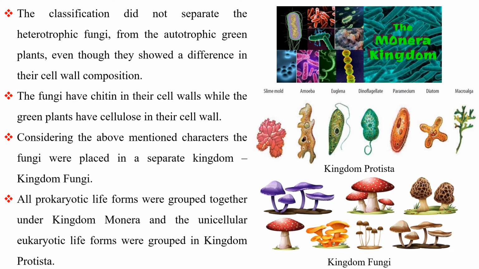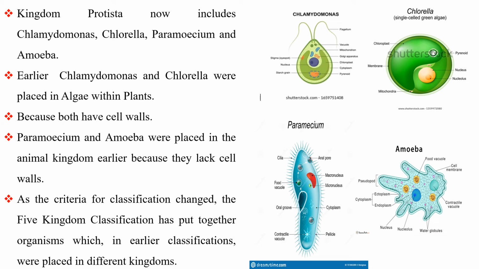All prokaryotic life forms were grouped together under Kingdom Monera, and unicellular eukaryotic life forms were grouped in Kingdom Protista. Kingdom Protista now includes Chlamydomonas, Chlorella, Paramecium, and Amoeba. Earlier, Chlamydomonas and Chlorella were placed in algae within plants because both have cell walls. The Paramecium and Amoeba were placed in the animal kingdom earlier because they lack cell wall.